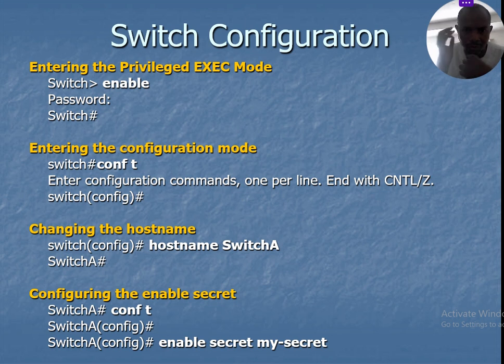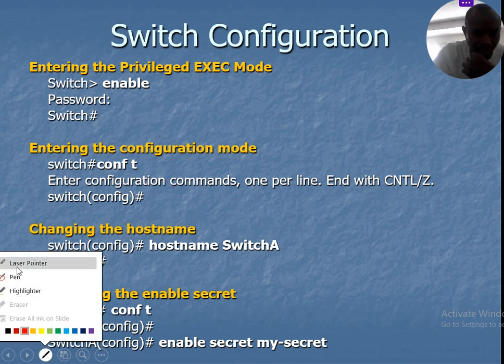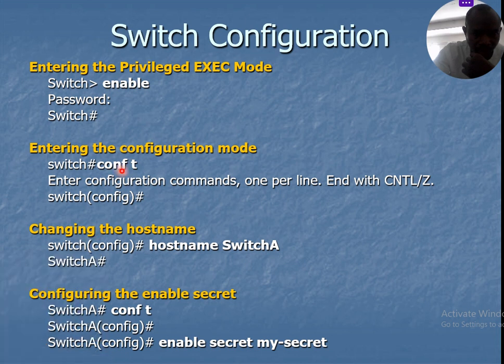Now enter the configuration mode. You type switch hashtag config terminal. You configure the terminal first. So you type this command by saying switch hashtag config terminal. You enter this in the privileged execute mode.